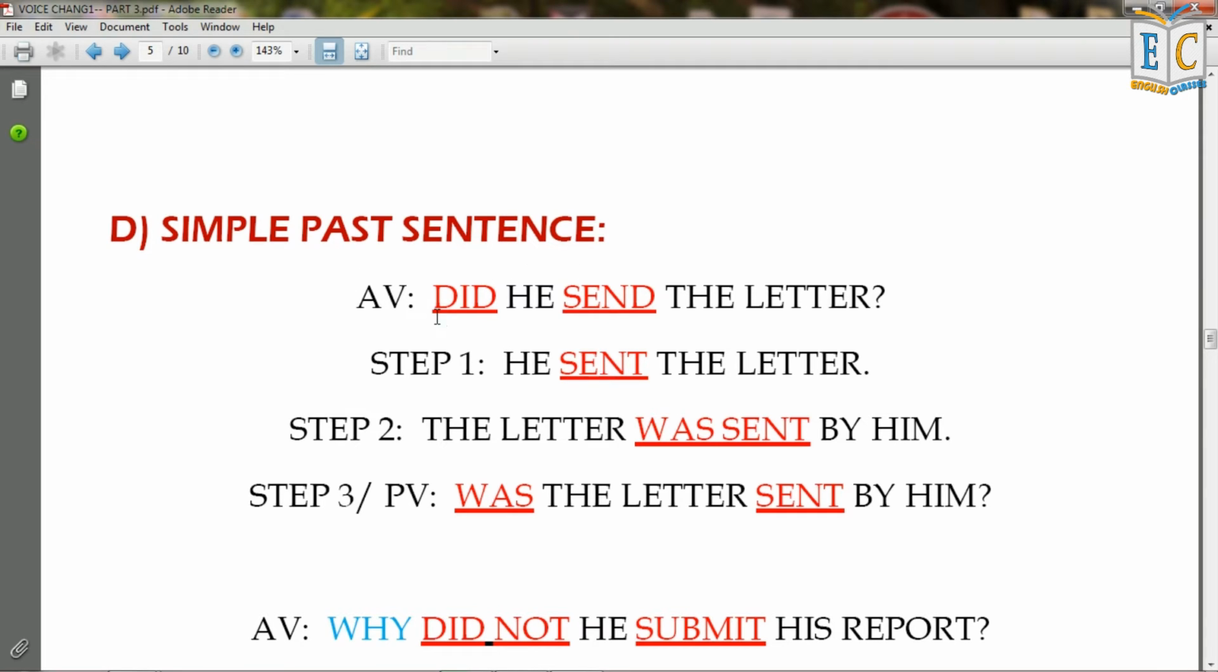Simple past sentence. In active voice, did he send the letter? Becomes in step 1, he sent the letter. In step 2, the letter was sent by him. In step 3 of the passive voice form, it becomes was the letter sent by him.